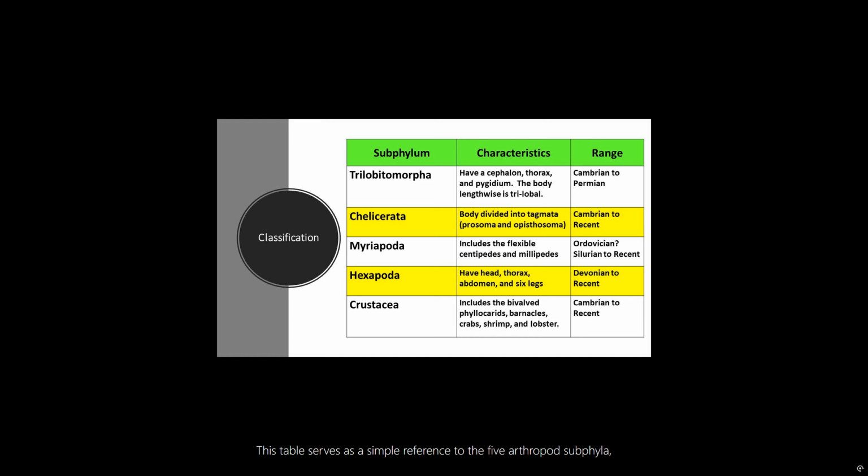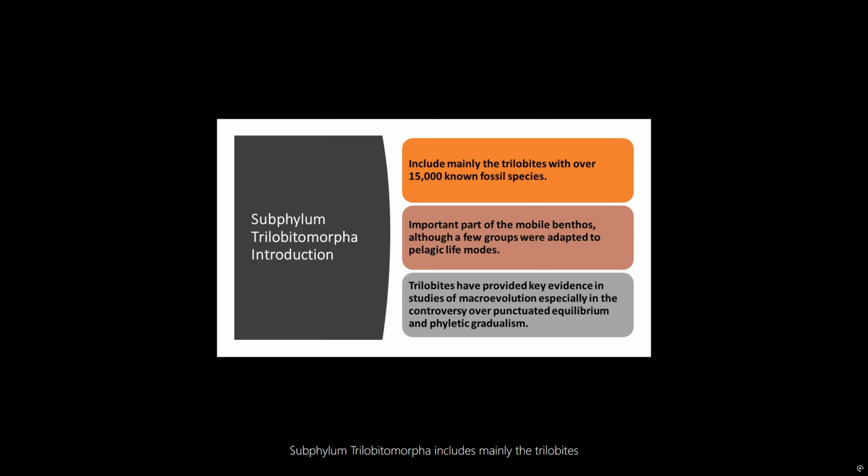This table serves as a simple reference to the 5 arthropod subphyla, their characteristics, and the range that they are found in geologic time. Note that the trilobites are the only subphylum that is extinct. Subphylum Trilobitomorpha includes mainly the trilobites, with over 15,000 known fossil species. They were an important part of the mobile benthos, although a few groups were adapted to pelagic life modes. Trilobites have provided key evidence in studies of macroevolution.